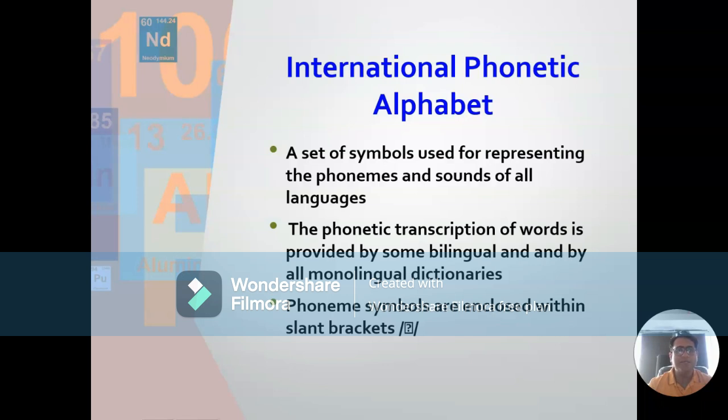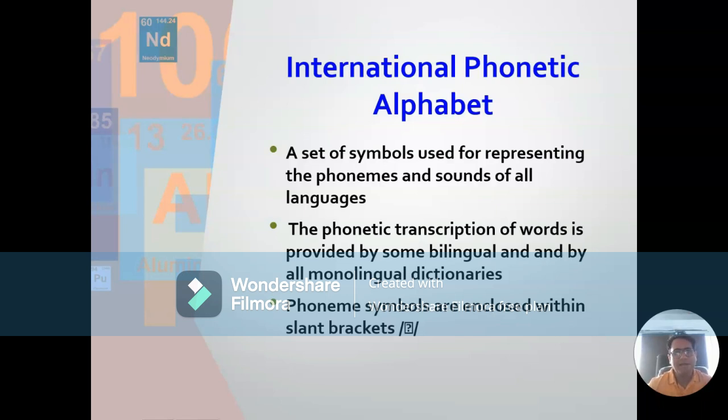If a sound is produced in a language and gives a semantic interpretation, it can be referred to as a phoneme, as compared to phones, which don't imply any semantic relationship with the meaning. So a set of symbols used for representing the phonemes in a language can be a very important tool. The phonetic transcription of words is provided by some bilingual and by all monolingual dictionaries. So where could you find IPA? IPA symbols can be found in monolingual, bilingual and trilingual dictionaries.